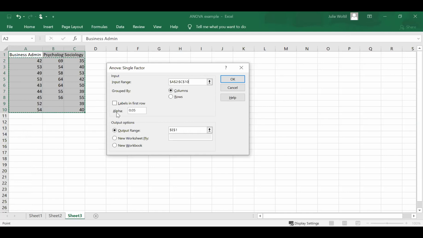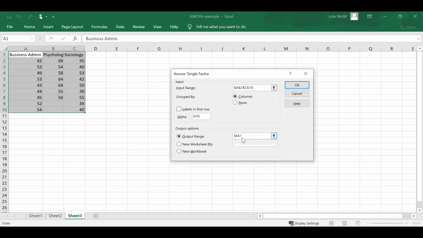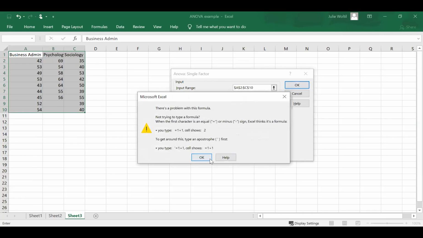Because those are the values you're looking at. Your alpha level, this should be the default level, 0.05. If it's not, make sure that you switch it to 0.05. Okay? Next, my output range, that's just where I want the output. I just picked the cell. You could do a new worksheet, that's fine. I just like it right next to it. And then you click OK.